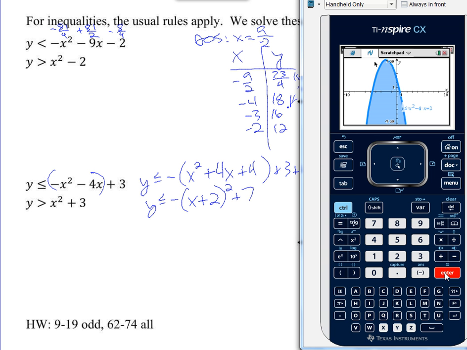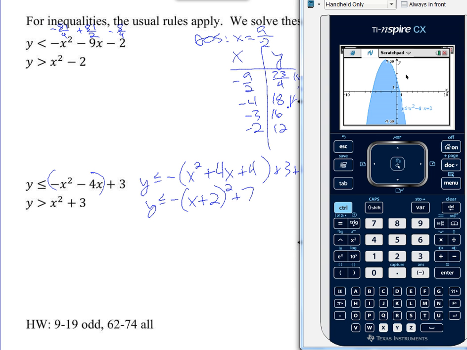You needed the less than, not the greater than. You'll notice that the boundary is actually solid. When we graph the other one, you'll notice that the boundary is actually going to be dotted.